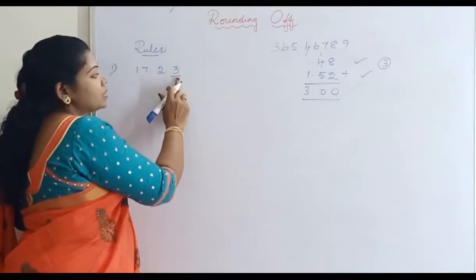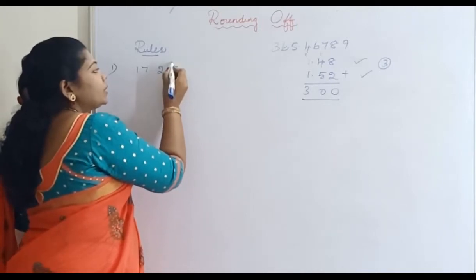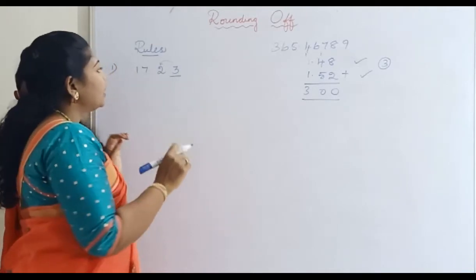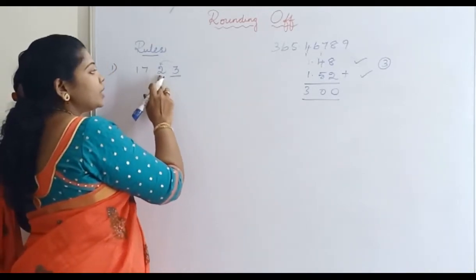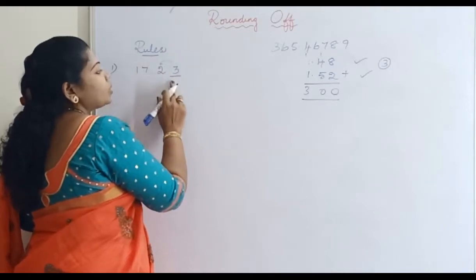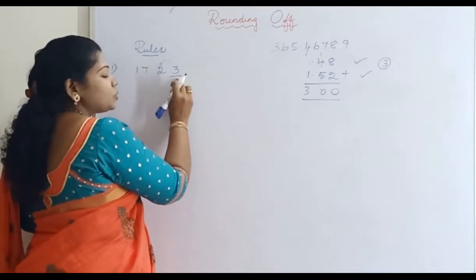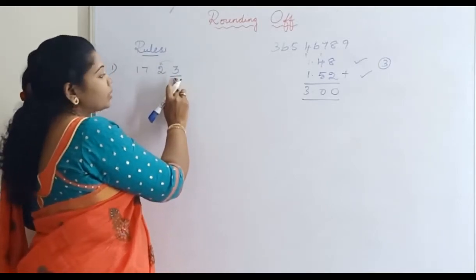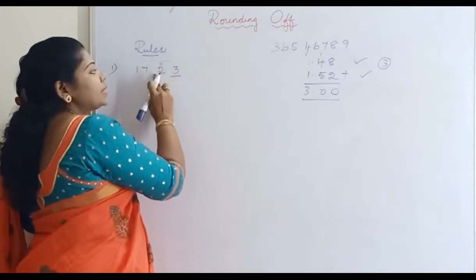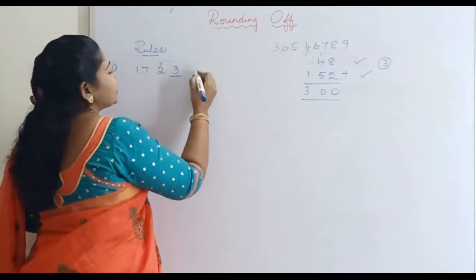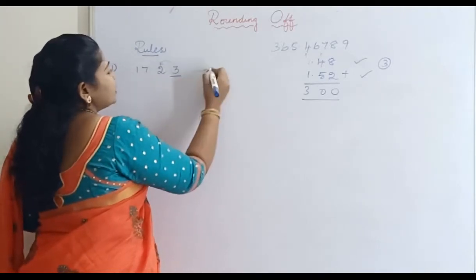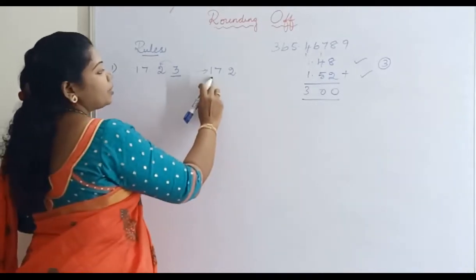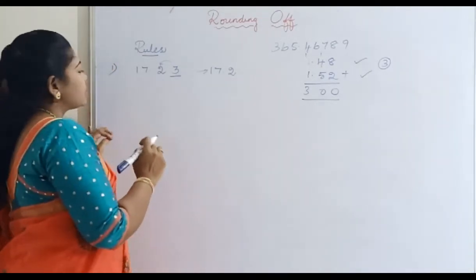If this digit is less than 5, then the preceding digit should be left unchanged. There should not be any change in the preceding digit. We have to see the digit to be dropped. If it is less than 5, the preceding digit should be left unchanged. So how should it be rounded off? 17.2. We have rounded off to 3 significant figures.